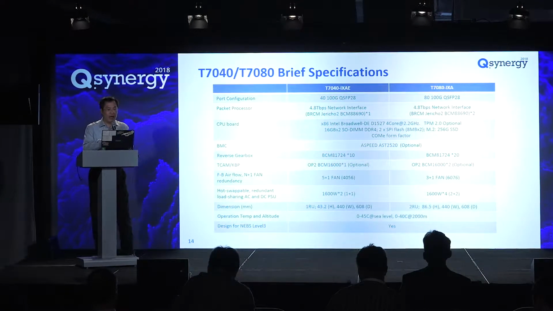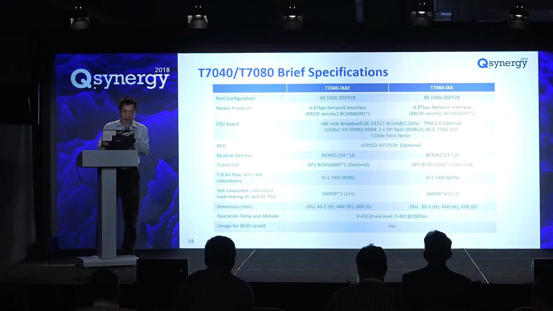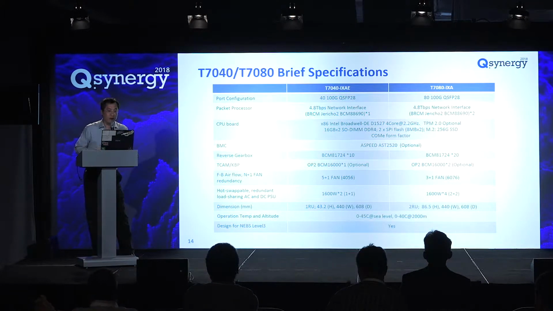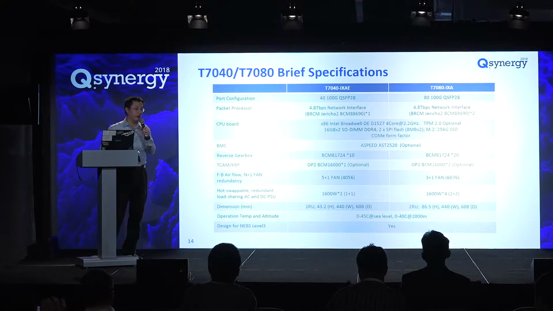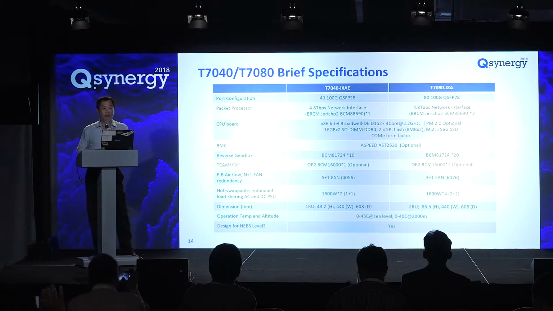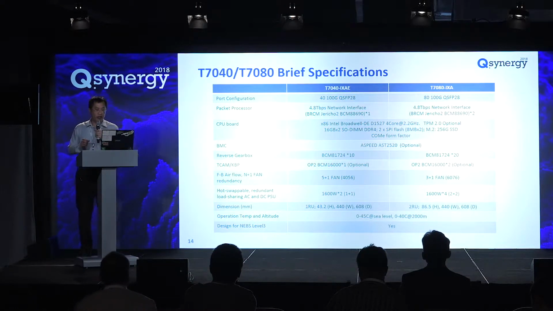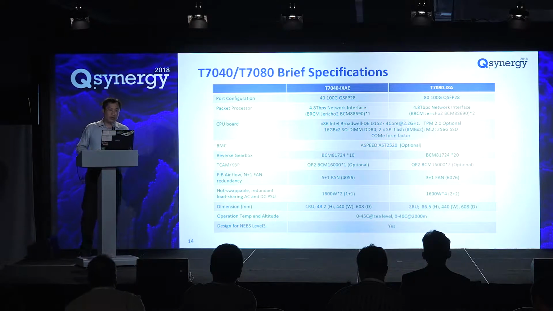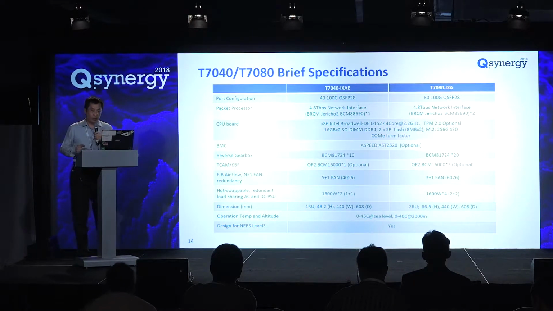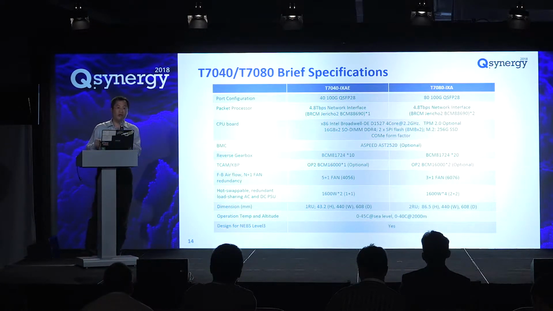So there are two products in this family, the brothers. They provide 40 ports of 100 gig in a 1RU form factor, and 80 ports in 2RU. They leverage the same silicon solution from Broadcom Jericho 2, and the control plane from an Intel x86 CPU, Broadwell-DE, and the BMC, and secure boot, and we even support TPM as an option.